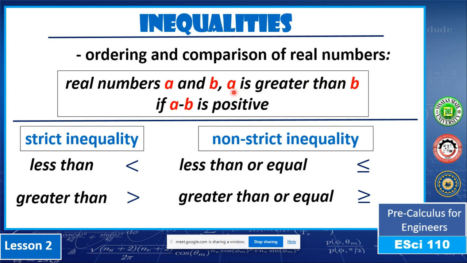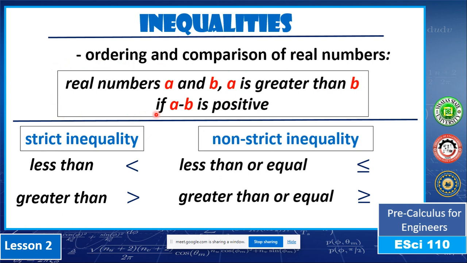Kung maliit yung A tsaka malaki yung B, kapag isubtract mo siya in this way, A minus B, magiging negative siya. Bakit? Kasi maliit na si A, hindi na siya malaki. So parang ganun yung concept ng inequalities, class. So this is the simplest definition of an inequality, in a mathematical statement.